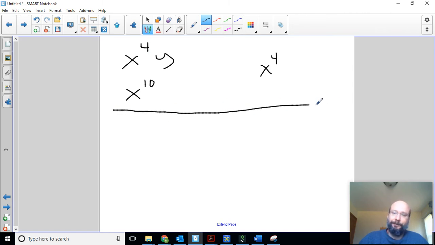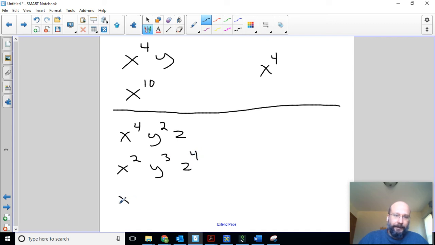And just like that last one with the numbers, you could have more than two terms. You have x to the 4th, y to the 2nd, z, and then x to the 2nd, y to the 3rd, z to the 4th, and x to the 6th, y to the 8th. If we had these three terms, we would look and see that they all have x, so we can take the smallest one, which would be x squared. Then we can see that they all have y, so we could take the smallest y, which here is also y squared.